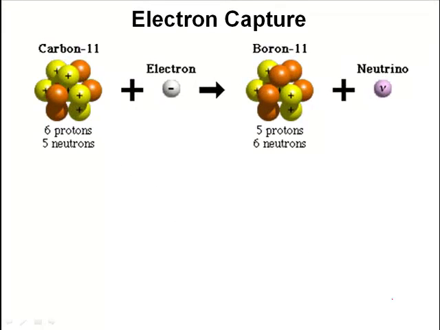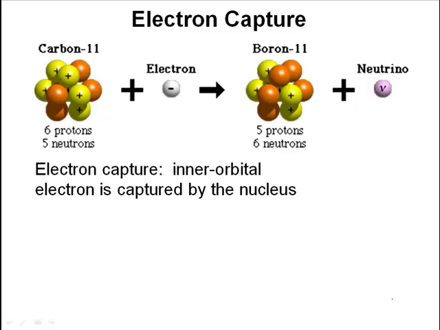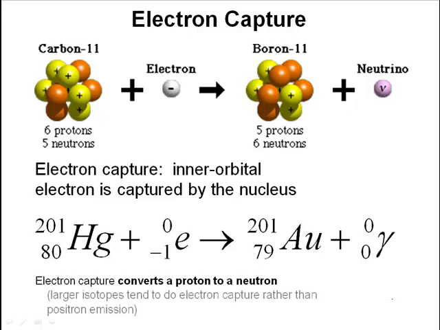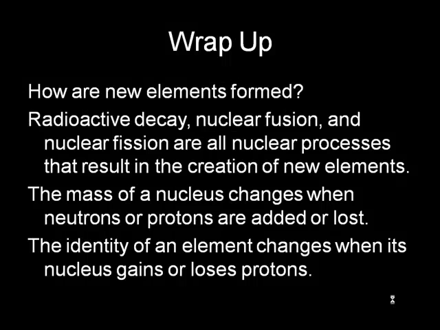In electron capture, the electron is captured by a nucleus, a light nucleus like carbon. When it's captured, one of the protons combines with the electron to form a neutron. This happens when the nucleus captures that particular electron. Larger isotopes tend to do electron capture rather than positron emission. So carbon-11 is kind of an exception. But mercury, as you can see, does electron capture.